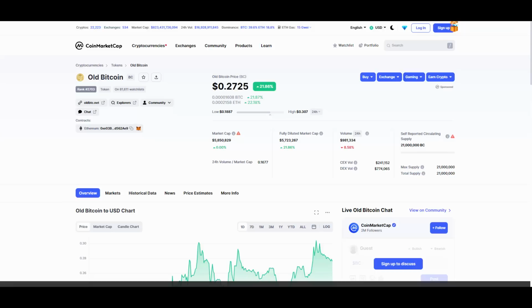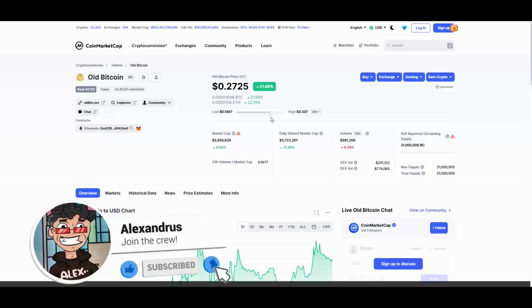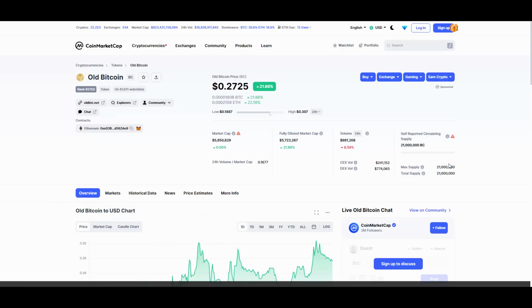And speaking also of volumes, they have $1 million volume in 24 hours, which for just Uniswap and MXC is pretty good. 81,000 watch lists, by the way, so people are really watching for this one. 21 million supply, just as OG Bitcoin. So that's what it looks like. What else do we have here?